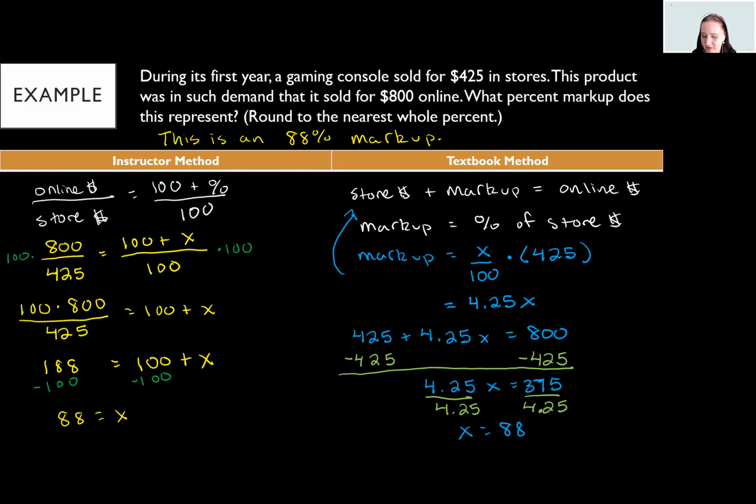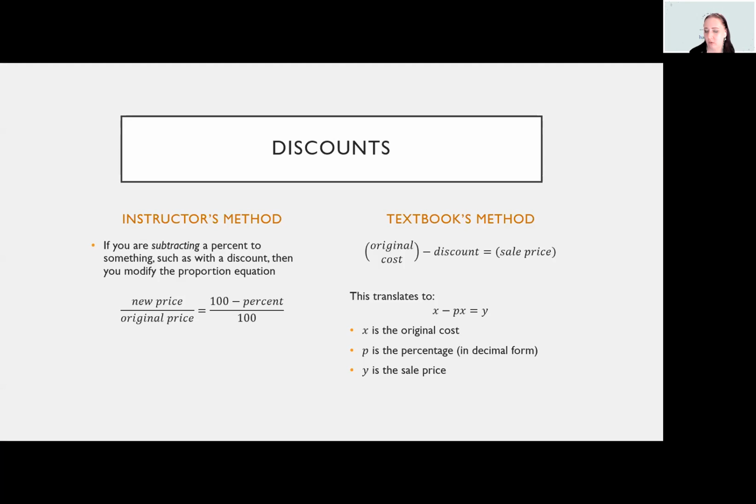So I've got 2 more examples, and these are going to be for the discounts. You'll see it's very similar in setup. It's just that everywhere you had adding for a markup or a tax or a tip, you're now subtracting. So my method, the proportion, is the same thing. It's just instead of 100 plus, it's 100 minus. The textbook method again looks almost exactly the same. It's just now you're subtracting the discount.